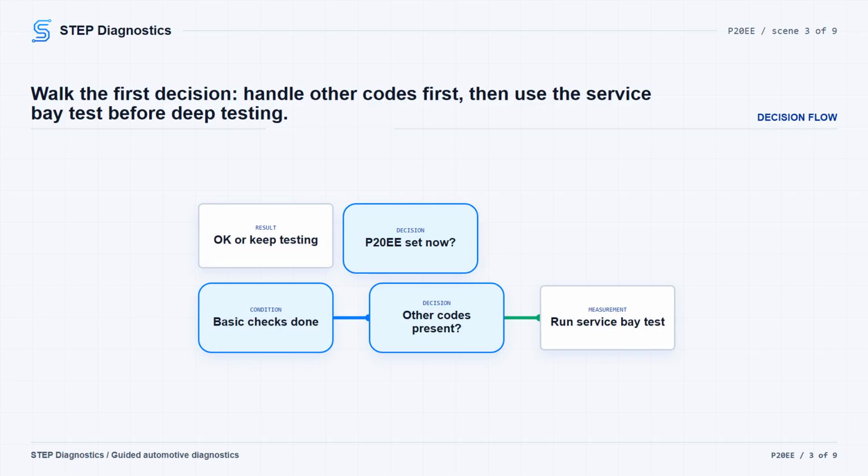If there are no other codes and P20EE is not currently set, that is also all okay. If P20EE is set, continue with testing. The monitor itself is gated. For P20EE, the engine is running. Barometric pressure is greater than 70 kilopascals, 10.2 psi. Ambient air temperature is greater than -7 degrees Celsius, 19.4 degrees Fahrenheit. The reductant tank is not frozen, and the vehicle is not in a DPF regeneration.